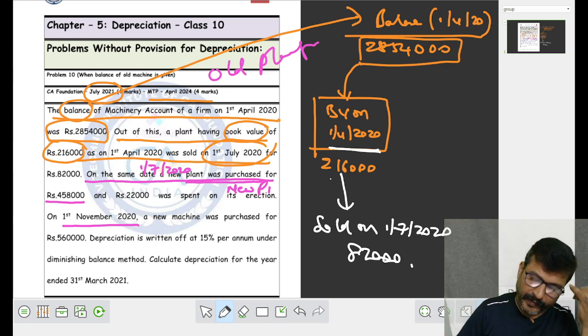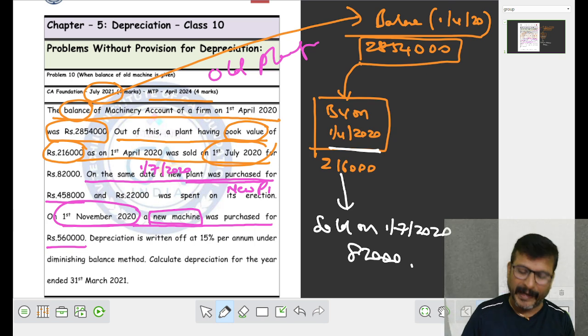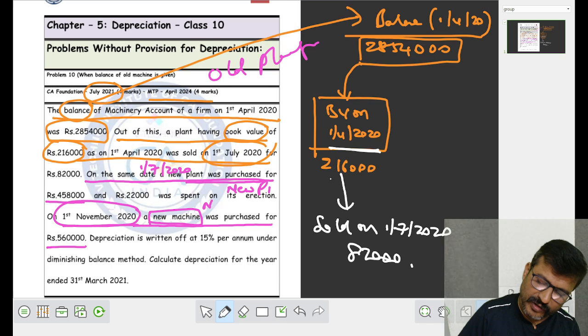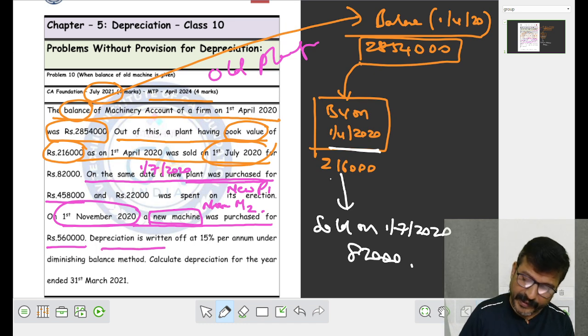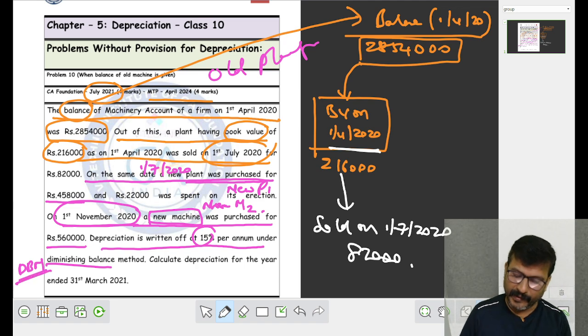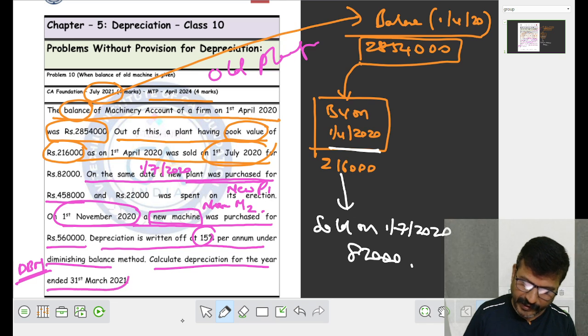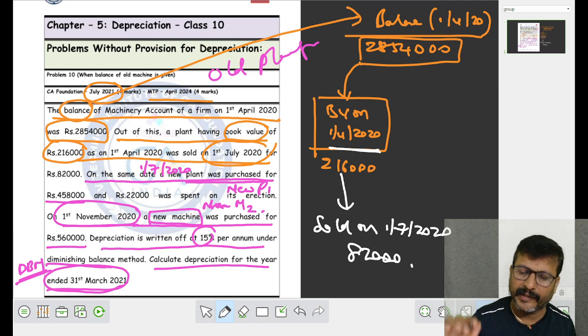On November 2020, a new machine was purchased for 5,60,000. What they purchased? A new machine. New machine is nothing but a new plant only, new plant and machinery, right? So now I can call it new M2 or P2 purchased. Depreciation is at 15% per annum under the diminishing balance method, called DBM. Calculate the depreciation for the year ended 31st March 2021. We have to calculate only depreciation.